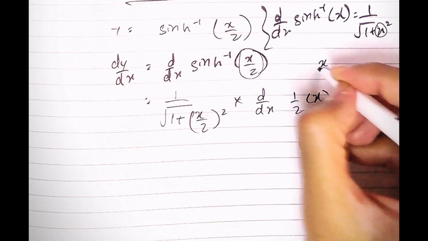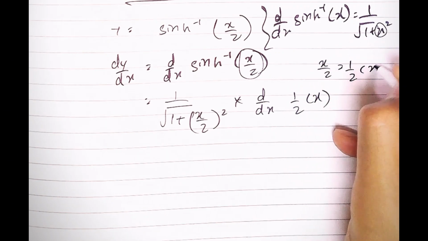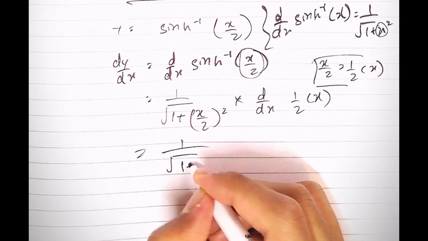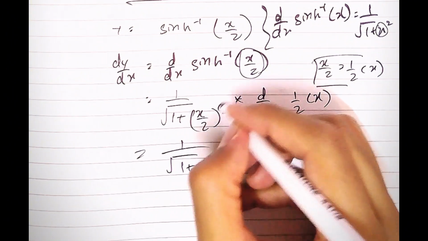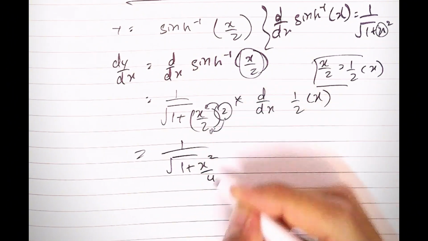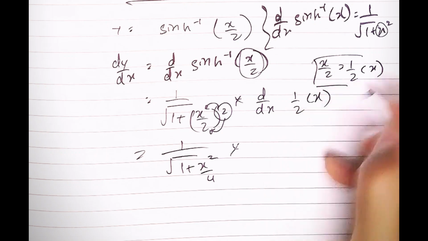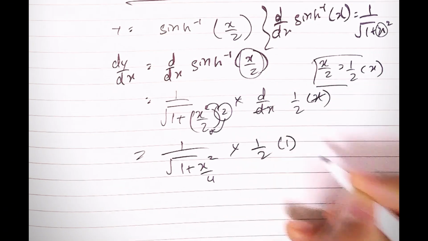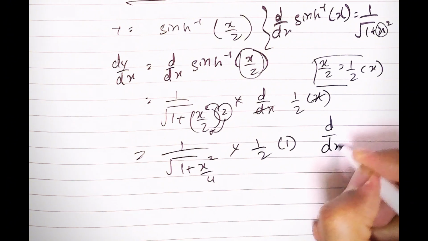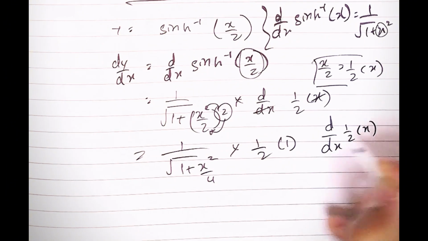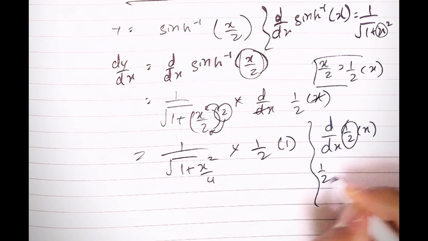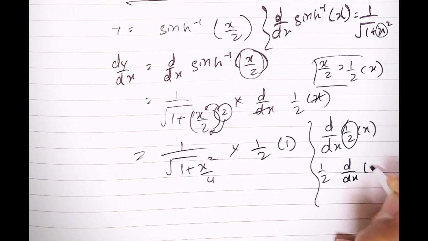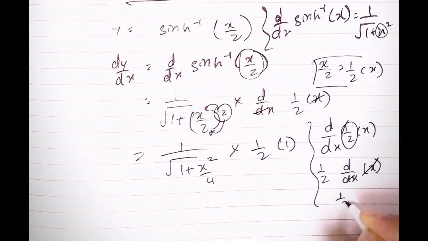So we can actually write x divided by 2 as 1 divided by 2 multiplied by x. 1 divided by square root of 1 plus x squared divided by 4. The square will be applied to all of the terms present inside the bracket, multiplied by 1 divided by 2, which is a constant; dx will be cancelled and we are left with a 1. I hope you understand the derivative of 1 divided by 2 x. Let me just clear over here. This thing is a constant, so it would be separated. We are left with d by dx of x, so it would be 1 divided by 2.